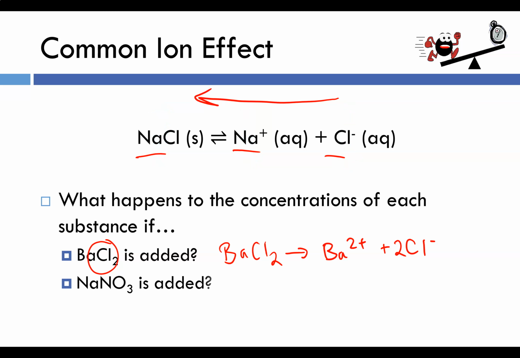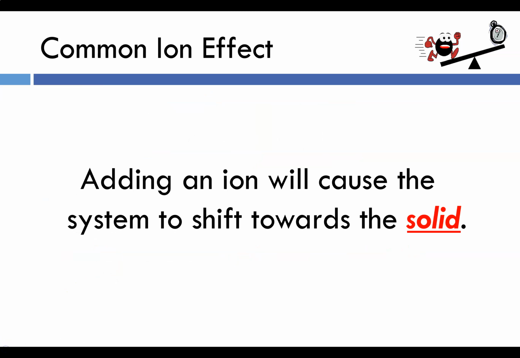What if I had something that has a cation in common? Same idea. I'm going to increase the concentration of the sodium ion. I will force the equilibrium to shift to the left and favor the reverse reaction again. So just kind of the takeaway from the common ion effect is adding an ion will cause the system to shift towards the solid every single time, as long as the ions are on the product side.